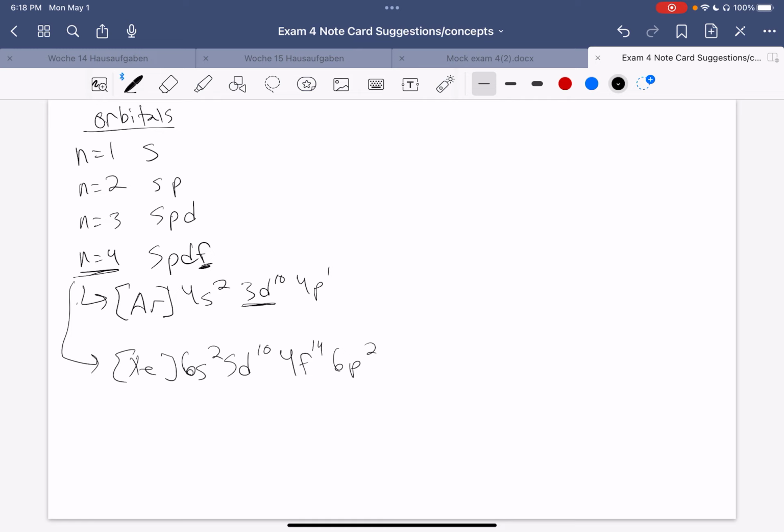So yeah, just remember these rules about the d and f. D orbitals will be one number less than the s or p orbitals, and then f orbitals will be two numbers less than whatever the s and p orbitals are. And then the shapes of orbitals.